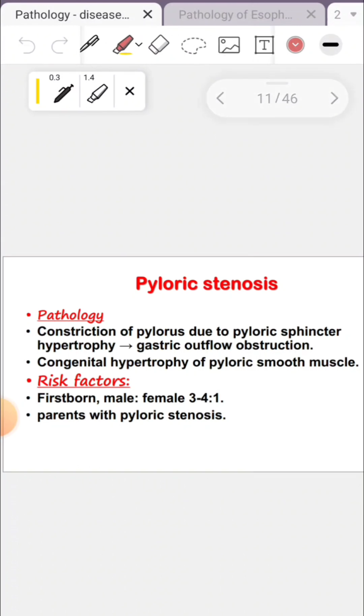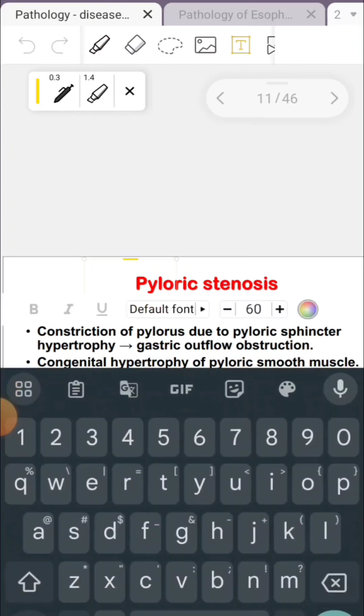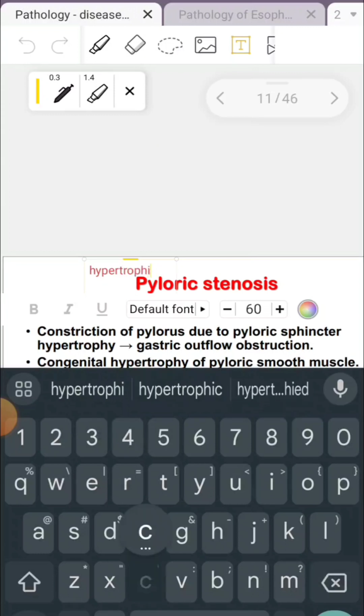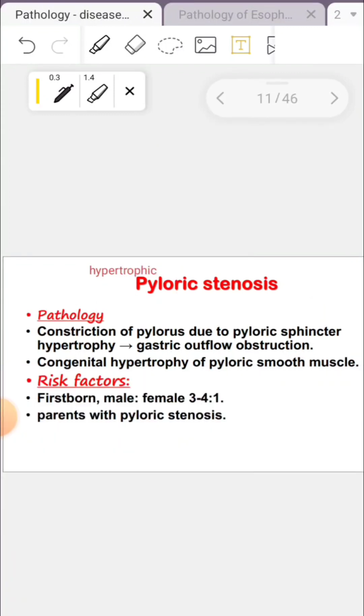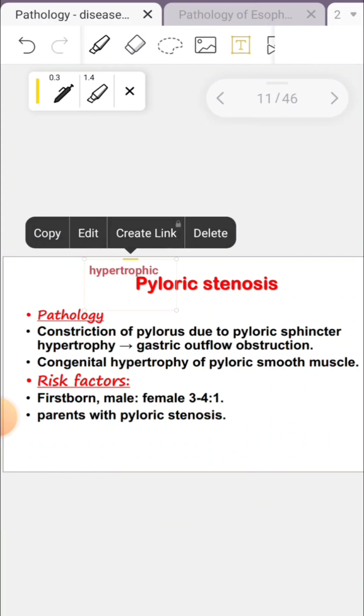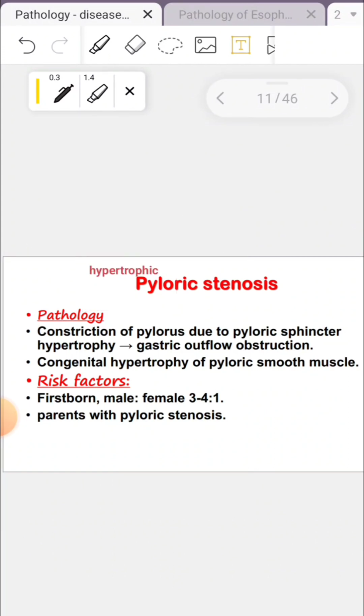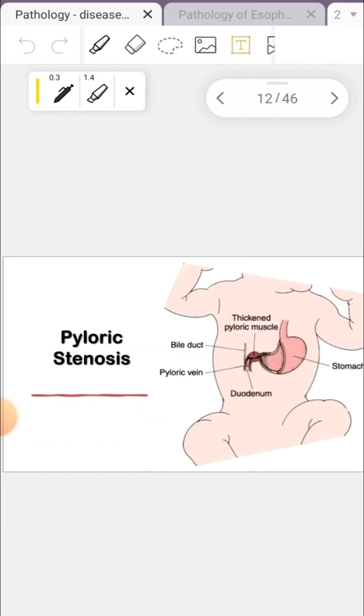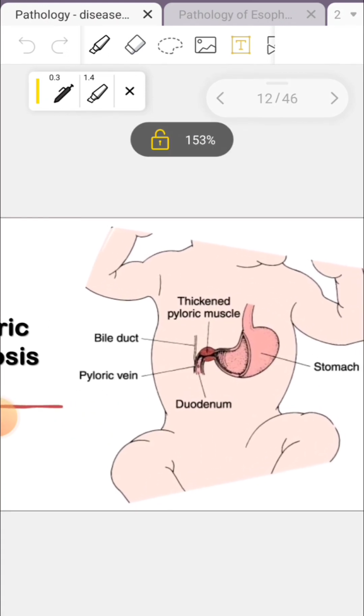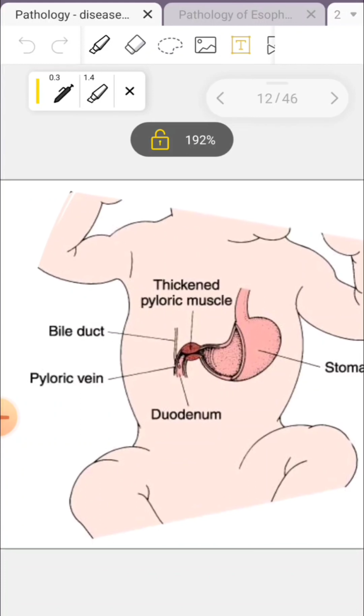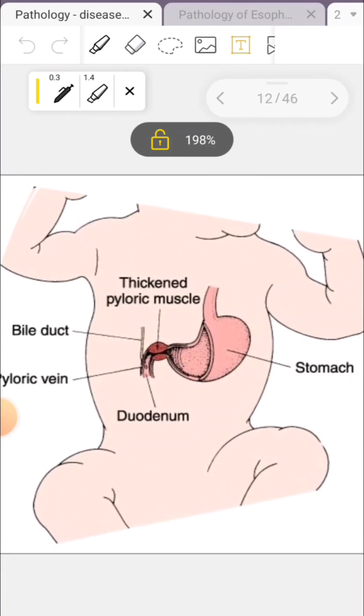Okay, pyloric stenosis or hypertrophic pyloric stenosis. What is the pylorus? It is the sphincter, a smooth muscle sphincter. It forms the outlet, the gastric outlet, into the duodenum. Here is the stomach again: this is the esophagus, fundus, body, antrum, and this is the pylorus.